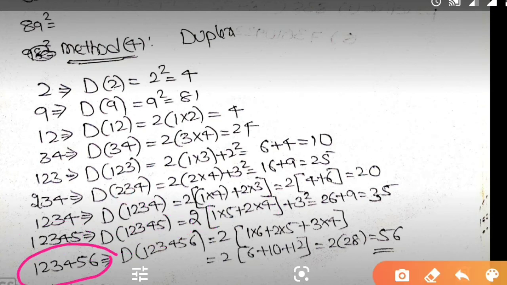Finally, I think you understood the concept. Whenever one digit has a pair, you have to multiply them with their pairs and you have to do the odd one square. So here also, if you want to find out the duplex of 1 2 3 4 5 6, here 1 has a pair 6, this 2 has a pair 5 and this 3 has a pair 4. So here what you have to do, you have to multiply them with their pairs. So 1 into 6, 2 into 5, 3 into 4 and multiply them with 2. So 2 into 1 6 is 6, 2 5 is 10 plus 12, it is 28. 2 into 28 is equal to 56.